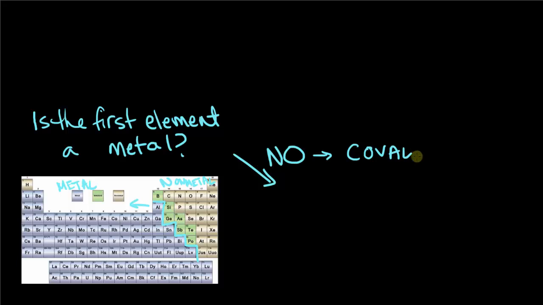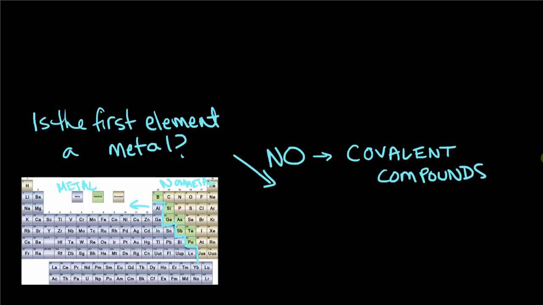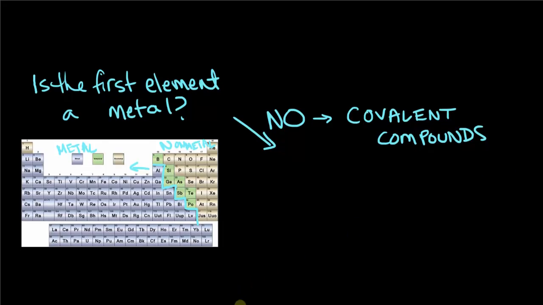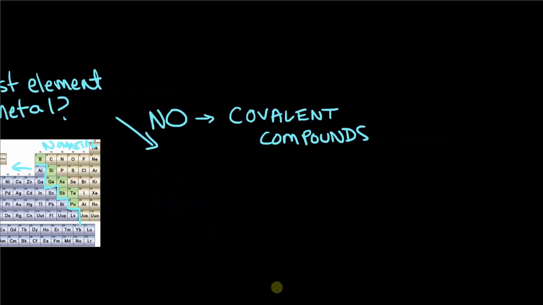Covalent compounds are defined by the sharing of electrons among the elements in the compound. More on that bonding and how it works will come later. Now we're just worried about naming. So how does this work? Well, if we've said no, the first element is not a metal, it's a non-metal, then the way of setting up the name of the compound is relatively simple.